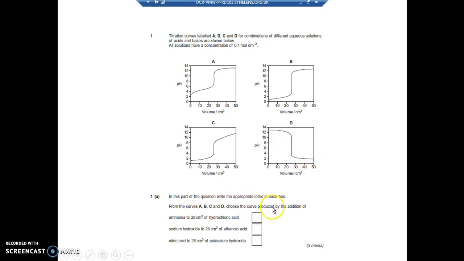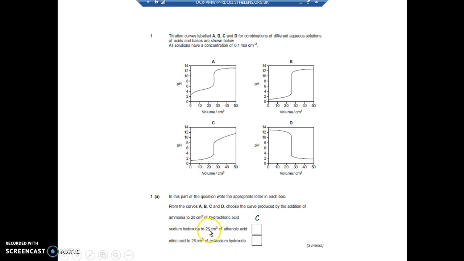Which one of those shows the curve produced by addition of ammonia? Ammonia's a weak base, so your weak base could be something like this one, C. Hydrochloric acid, strong acid. Yes, your answer is C, a strong acid and a weak base.